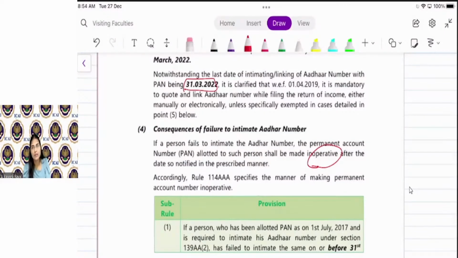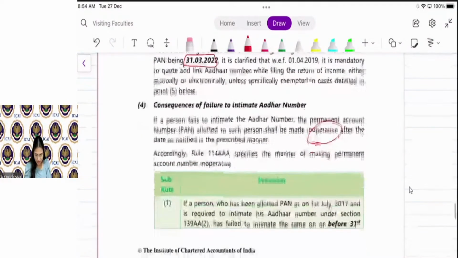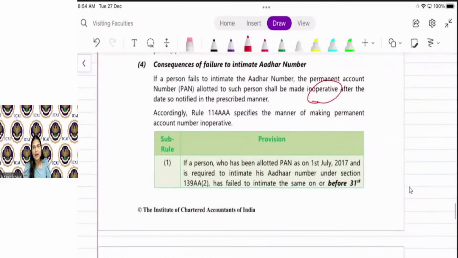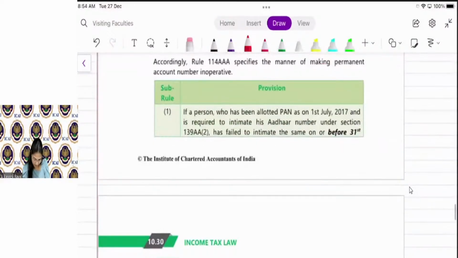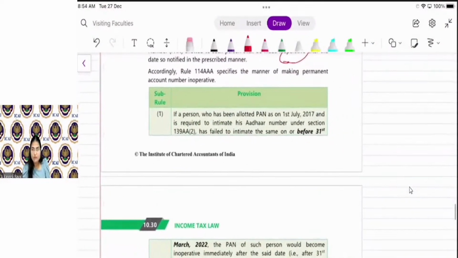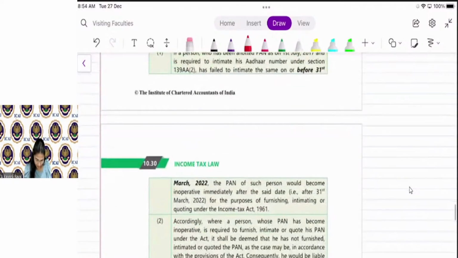You cannot claim refund from the income tax department. You cannot provide your PAN to any authority or for any transactions. So linking of Aadhaar with PAN is mandatory. If you fail to link your Aadhaar with your PAN, then your PAN would become inoperative after 31st March 22.